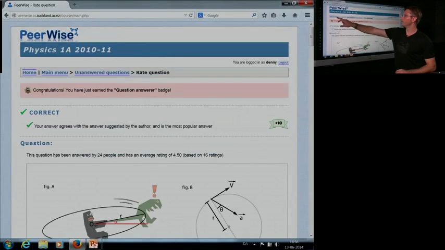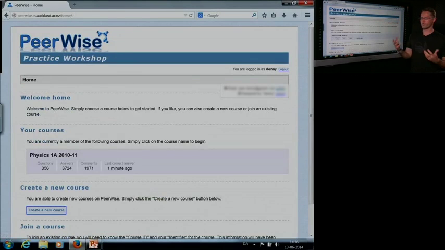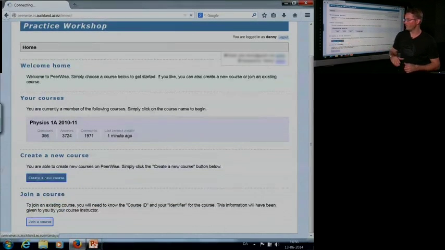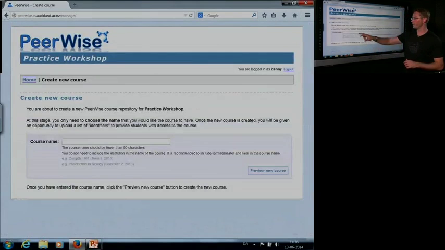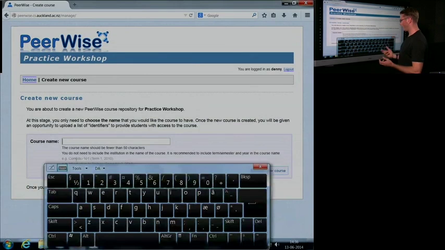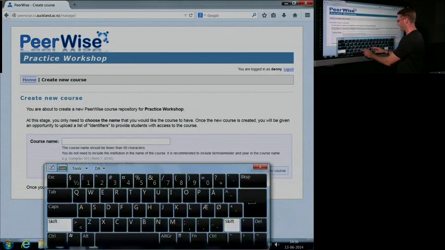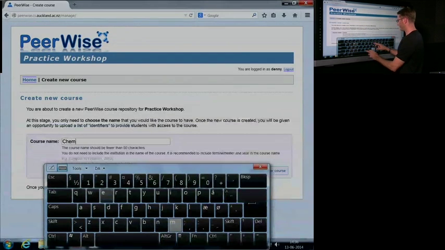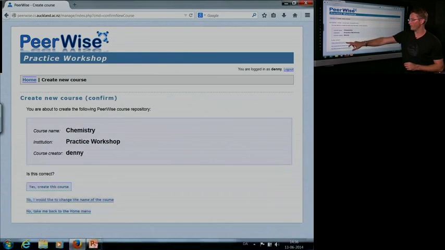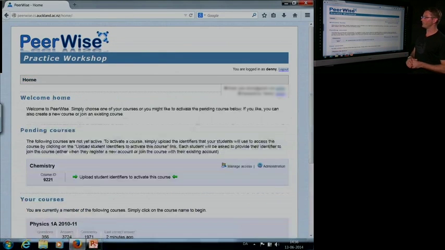So the process as an instructor to get started is very simple. So the only thing you need to do is provide the name that you'd like your course to have. So let's say that I want my particular course to be about chemistry. And then what we can do is create this course. And what we'll see now is we've got this new course called chemistry appearing as a pending course.